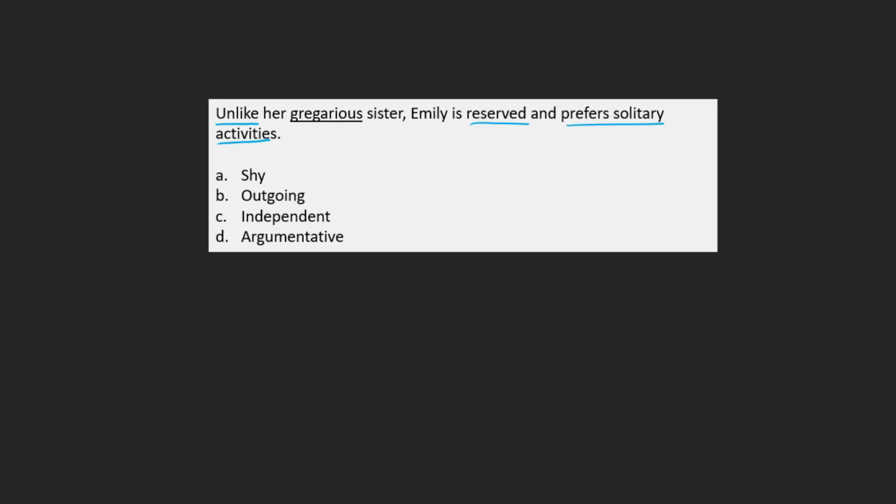Take careful note not to get confused here. For example, the first choice is shy. While this may be the perfect word to describe Emily, remember that we're trying to describe her sister, and based on our signal word unlike, Emily and her sister are opposites. Therefore, if Emily is shy, her sister cannot be. With that in mind, since Emily is described as shy, we can understand that her sister is the opposite and must be outgoing and talkative. And that must be the definition of the word gregarious. Based on this, we can head down to our choices and mark B, outgoing, as our final answer.